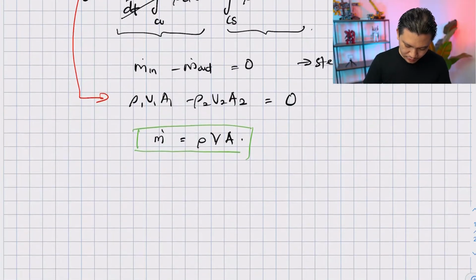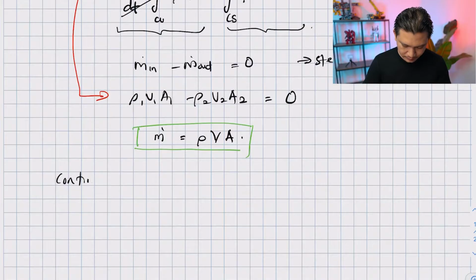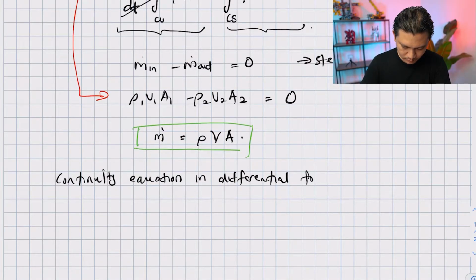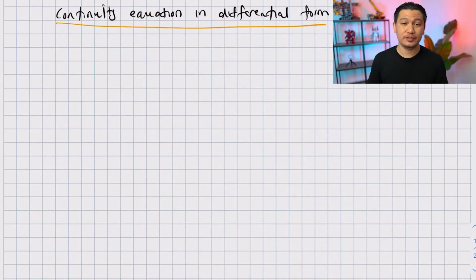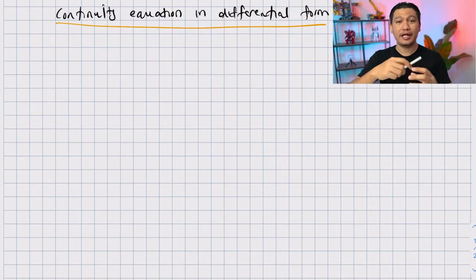So, the continuity equation in differential form. First of all, we must know the difference between integral and differential. The integral form represents the quantity of the mass flow as a whole volume. For example, if you have a control volume that consists of a machine such as a turbine, and we draw the control volume around that turbine, then we are going to use the integral form.